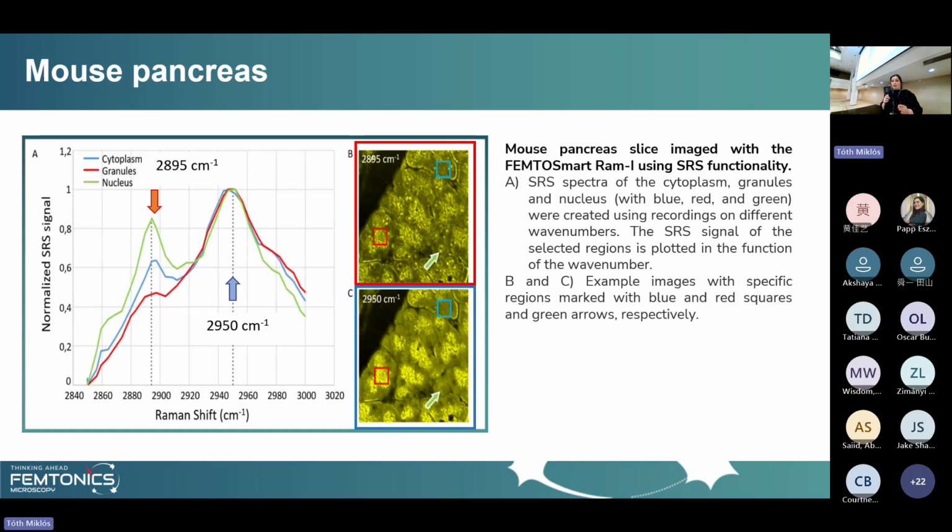Our setup is also capable of measuring one after another at different wavenumbers. Here you can see, as an example, a fixed deparaffinized mouse pancreas, and by collecting all the images at the different wavenumbers, you can choose a spot and tell what kind of subcellular part of the cell it is, and we can also plot its spectral behavior.